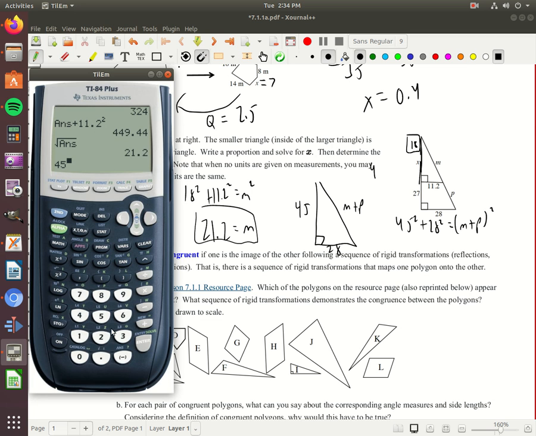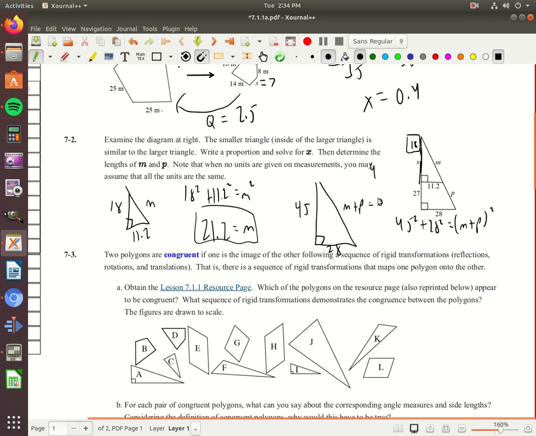45 squared plus 28 squared equals this. We'll take the square root of that. Square root of the answer. So that'll give us 2809, and the square root is 53. So this whole thing is 53 right here, right? M plus P equals 53.